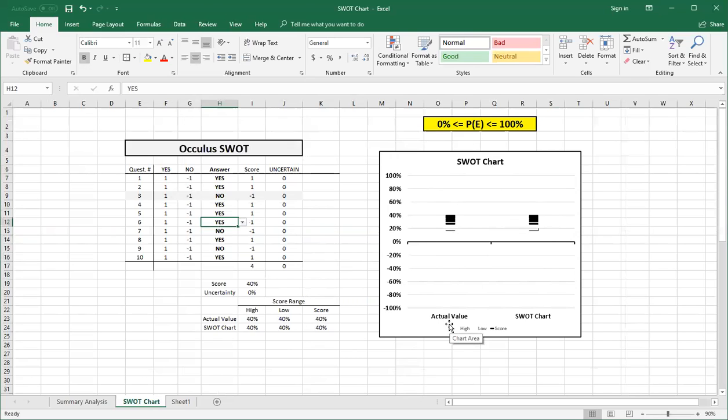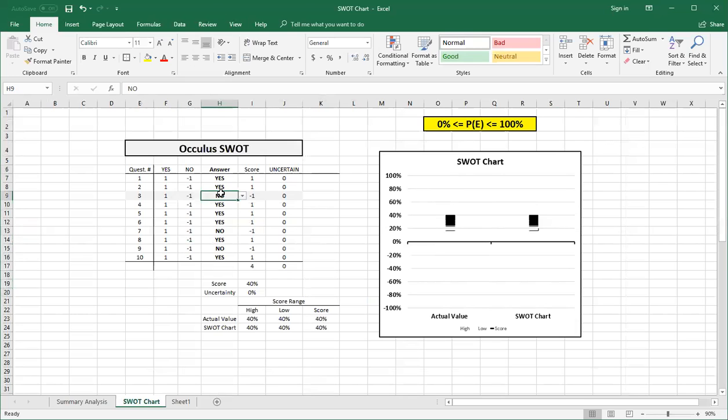You'll notice over here I have 2 columns, actual value and SWOT value, and I'm going to explain that as we go through this video. So right now we have 3 negative scores. So -3 and +7 is +4. Our score is 40%, and we've seen things like this before. There's nothing new in this. So let me bring this back to a yes. And again, this funny smearing of the answer must be a bug in it.